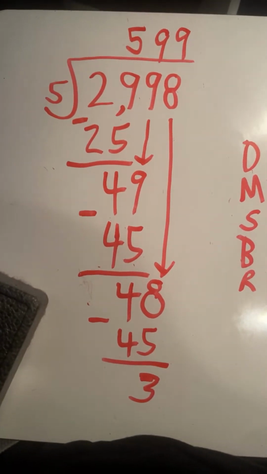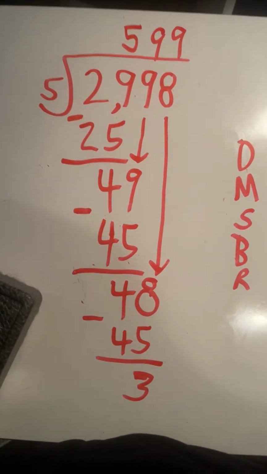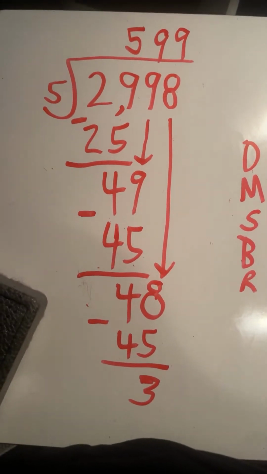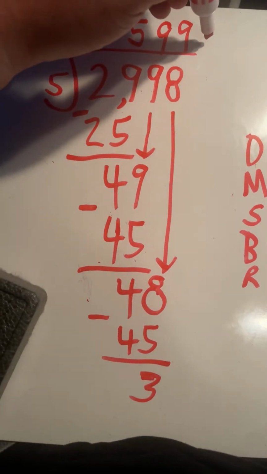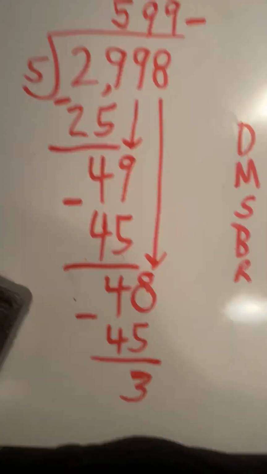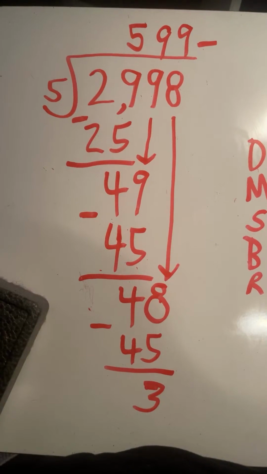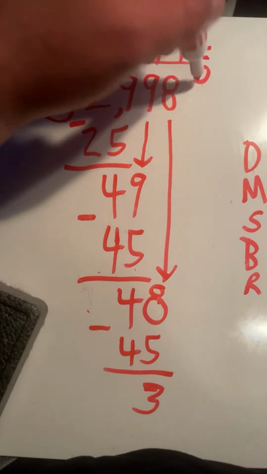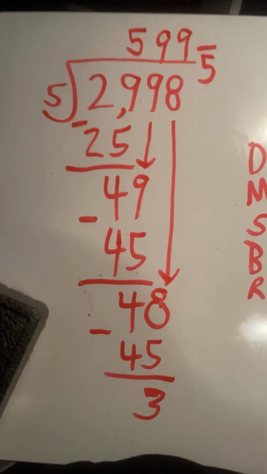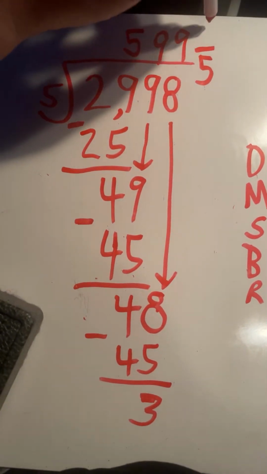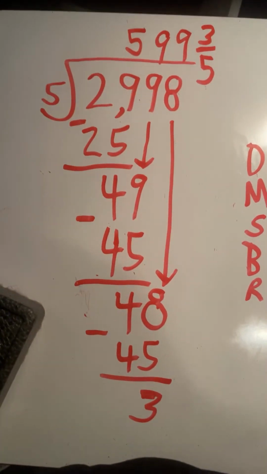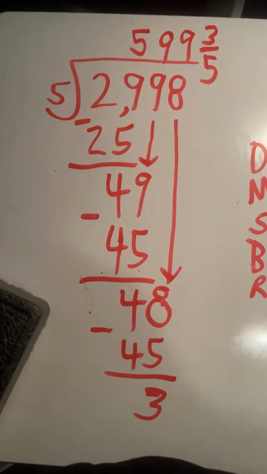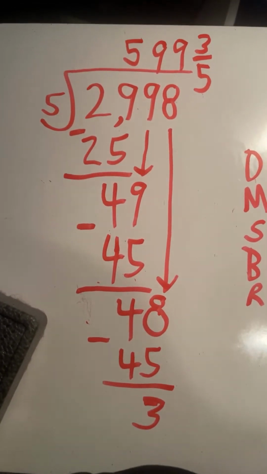And now if we want to convert that to a fraction, we're converting to mixed numbers. Remember, the number we're dividing by is our denominator, and our remainder is our numerator. So what are we dividing by in this problem? We're dividing by 5. So 5 is our denominator. What do we have as a remainder? 3. So 3 is our numerator. So we have our final answer. 2,998 divided by 5 equals 599 and 3/5.